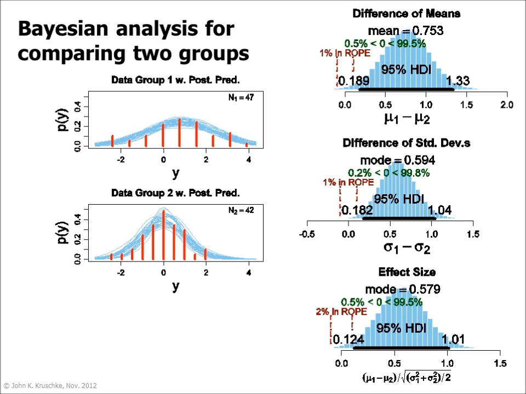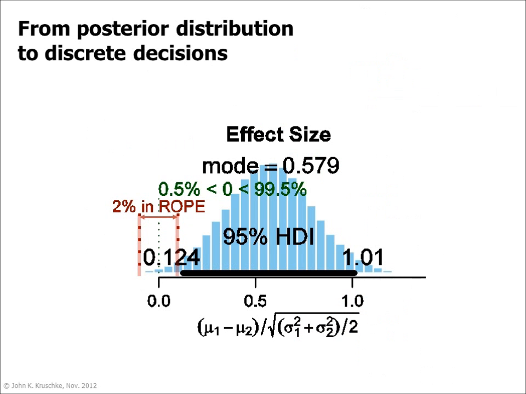Let's zoom in on the distribution for effect size. A good way to summarize the spread of the distribution is with its 95% highest density interval, abbreviated HDI. You can see it marked by the horizontal black bar. Any parameter value inside the HDI has higher credibility or probability density than any parameter value outside the HDI, and the total credibility of parameter values inside the HDI is 95%.